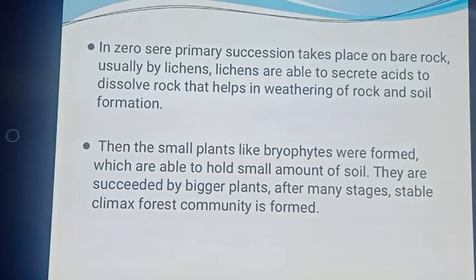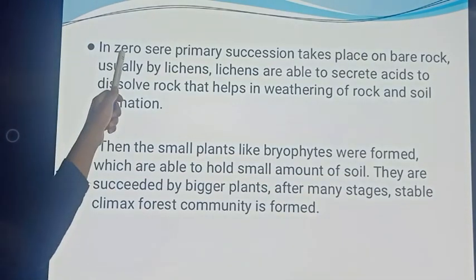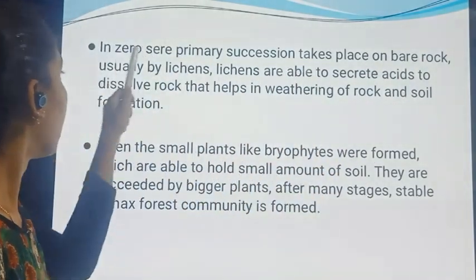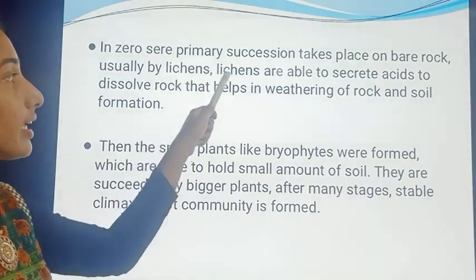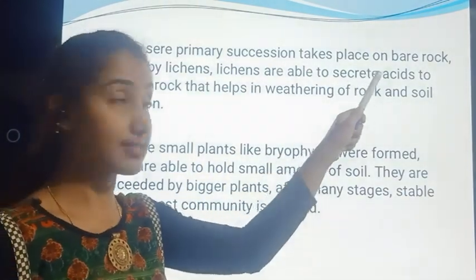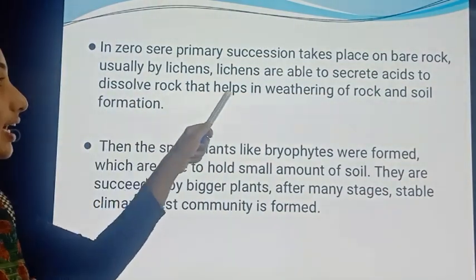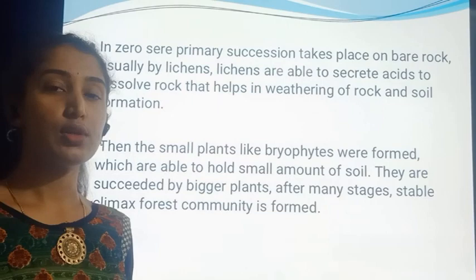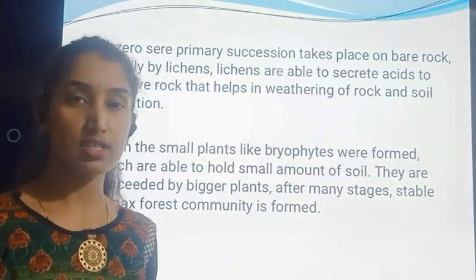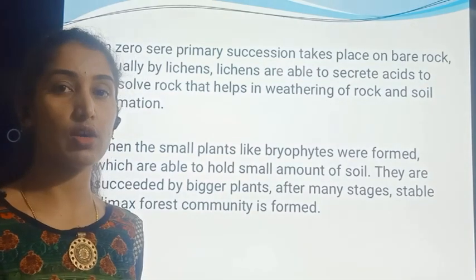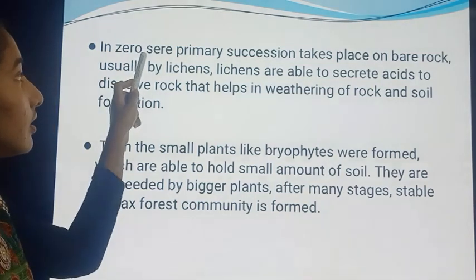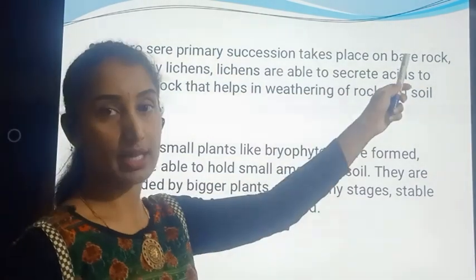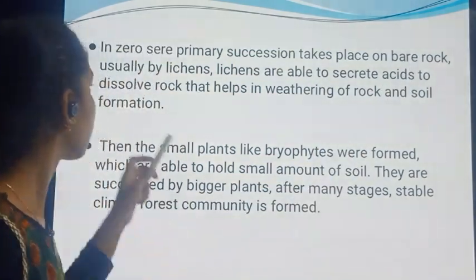In the next slide, we are going to learn about xerosere. Primary succession takes place on bare rocks, usually by lichens, and those lichens are able to secrete acids to dissolve rock, which helps in weathering of rock and soil formation. Here a new beginning starts, with the succession taking place on bare places, that is, bare rocks, usually by lichens.